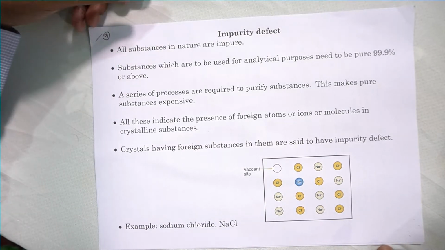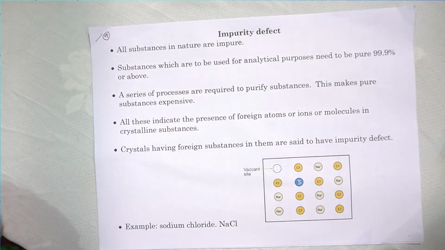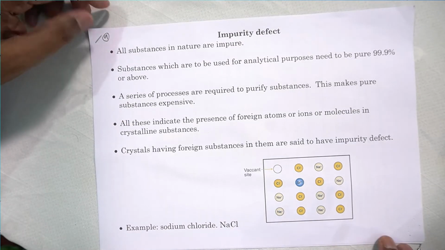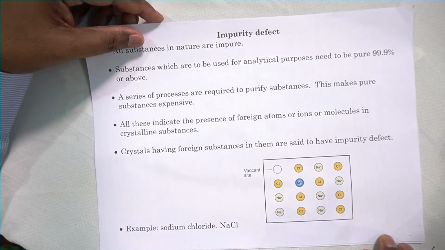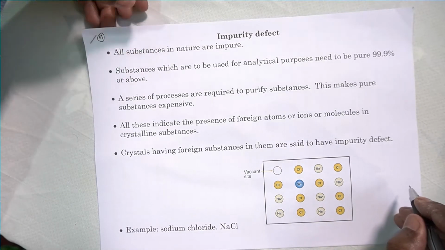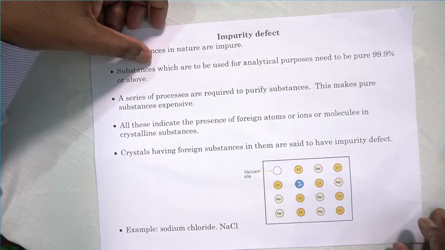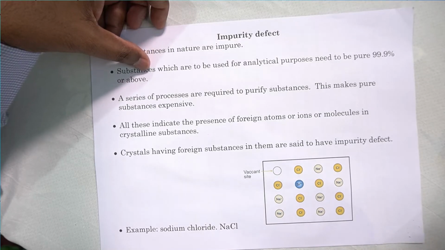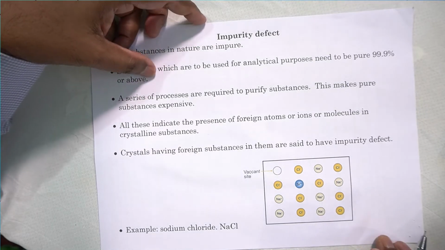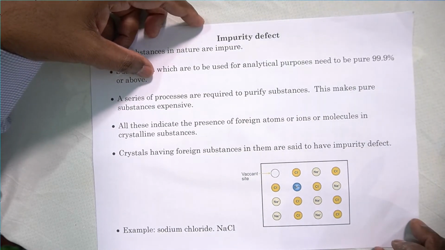So all these indicate the presence of impurities in substances, that is foreign atoms and ions which originally do not belong to that particular substance are found in crystals. So such a defect is called impurity defect. So what is an impurity defect? It is a defect which is caused due to the presence of foreign atoms or ions, that is atoms or ions which do not originally belong to that substance.